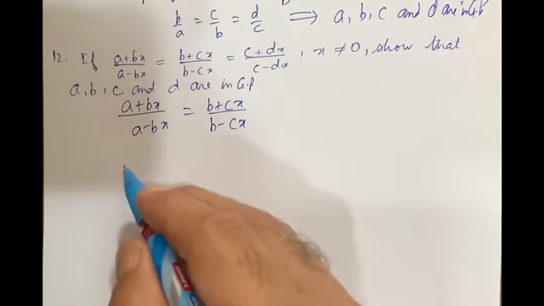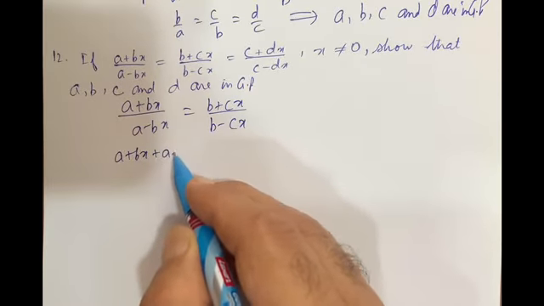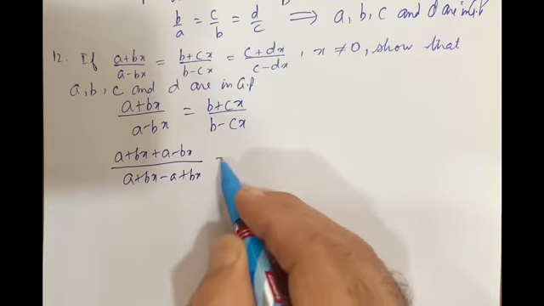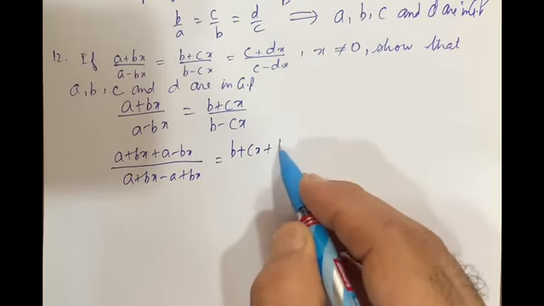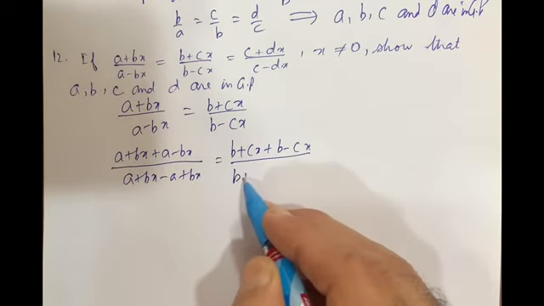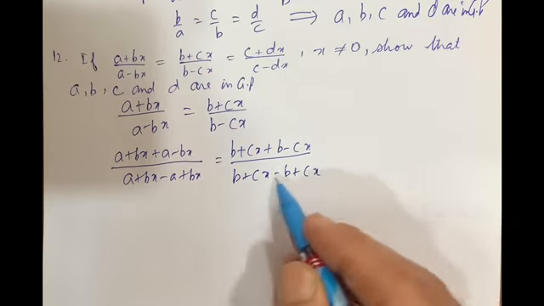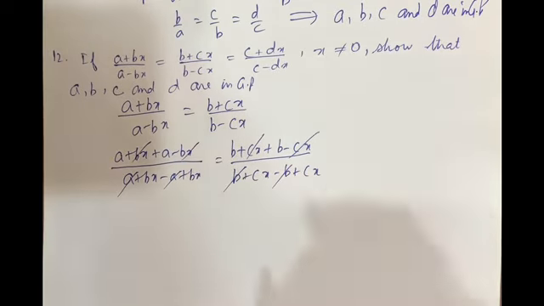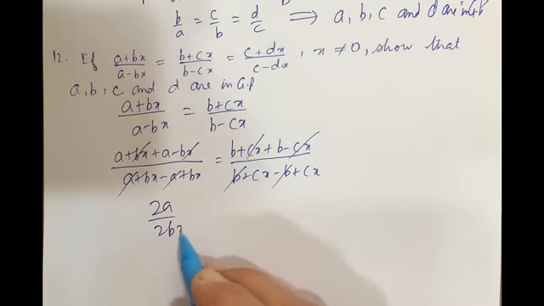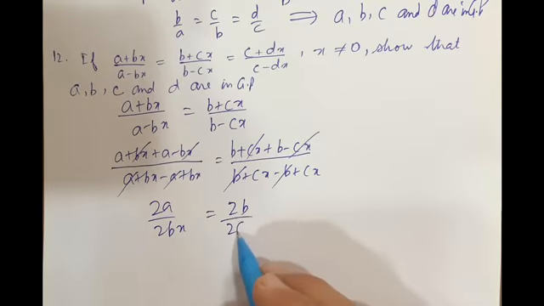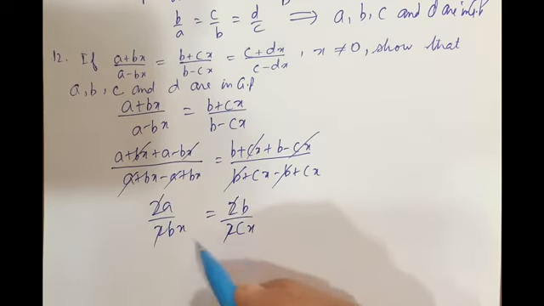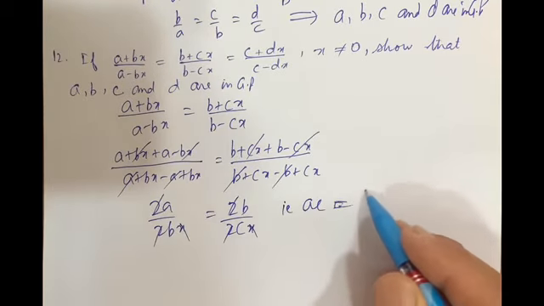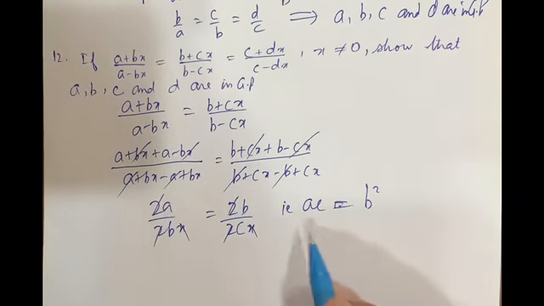Applying componendo and dividendo, this is numerator plus denominator upon numerator minus denominator. This is equal to b plus cx plus b minus cx upon b plus cx minus b plus cx. This will cancel out the numerator. This is 2a upon 2bx and this is 2b upon 2cx. Cancel out 2's, cancel out x. That is, we have a into c is equal to b square.